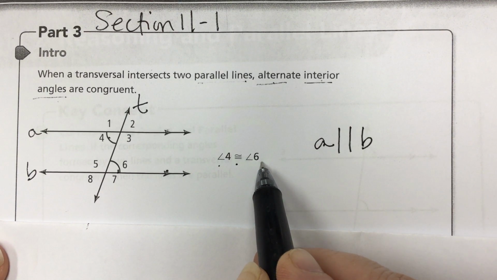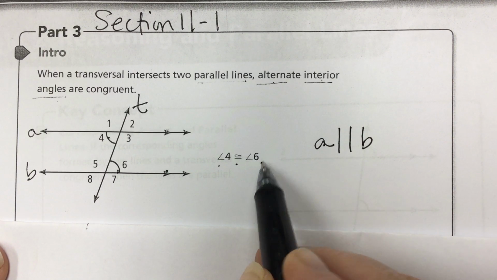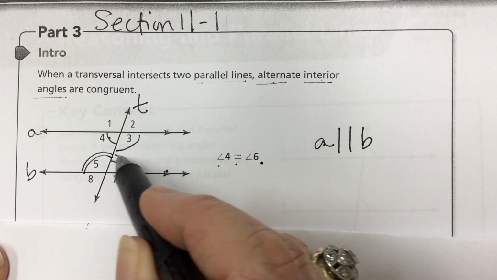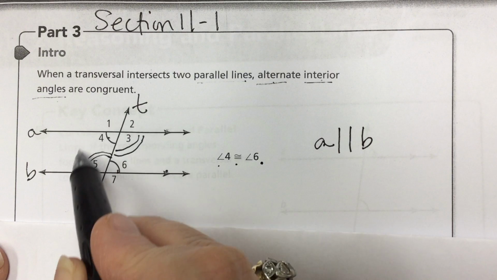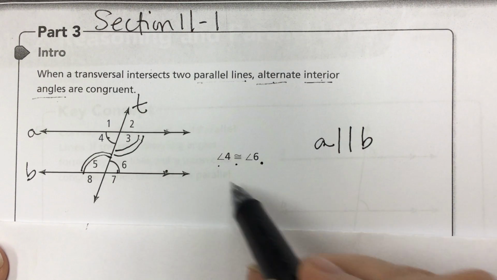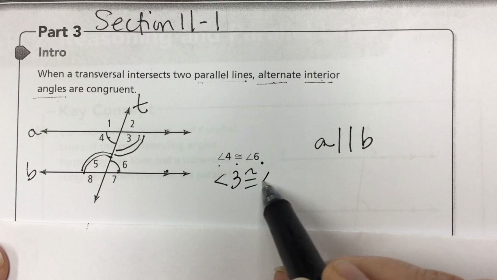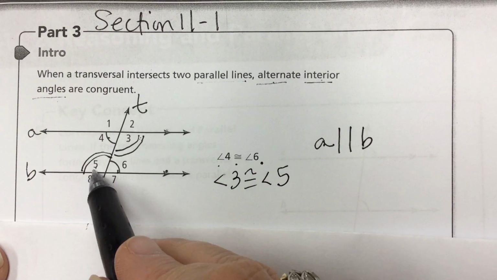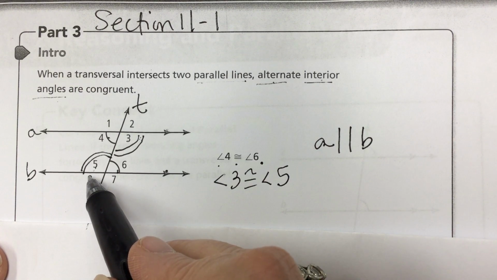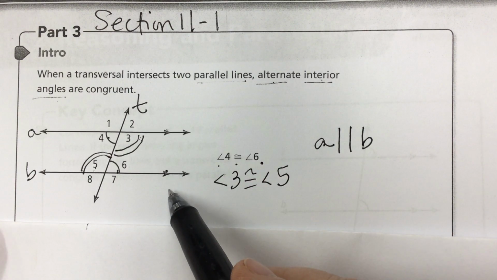Is there another pair of alternate interior angles? Yes, there is. 3 and 5. 3 and 5 are alternate interior. Remember, interior is in between the two lines where I'm circling now. Angle 3 is congruent to angle 5 because they are alternate interior, and alternate interior angles are congruent as long as lines are parallel.